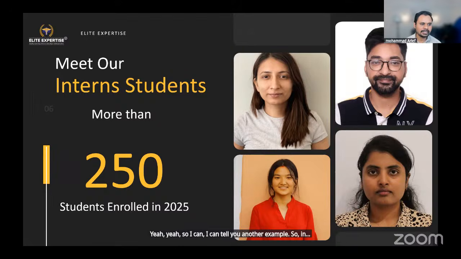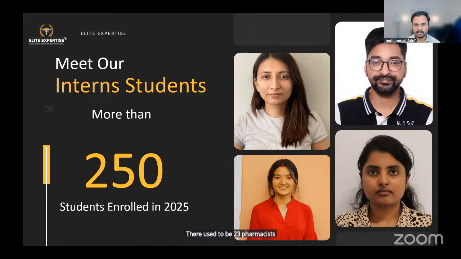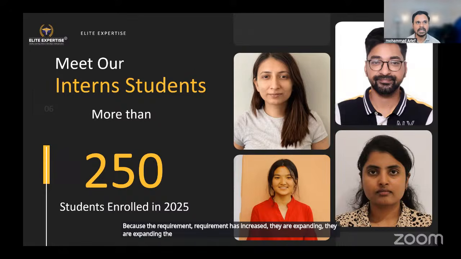In 2018, I'm giving you an example of the hospital where I'm working now. There used to be 23 pharmacists in the hospital where I'm working as a clinical pharmacist. But now in the same hospital, the total number of pharmacists has increased to 98, because the requirement has increased. They are expanding the services. So from 23 it went up to 98.